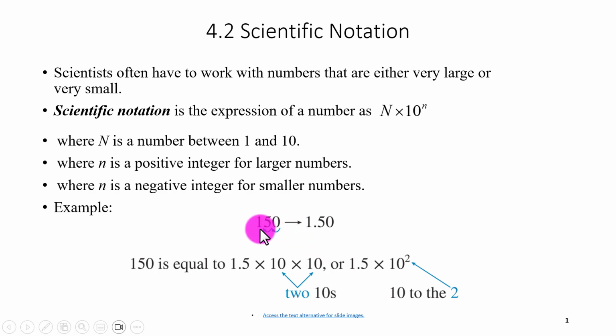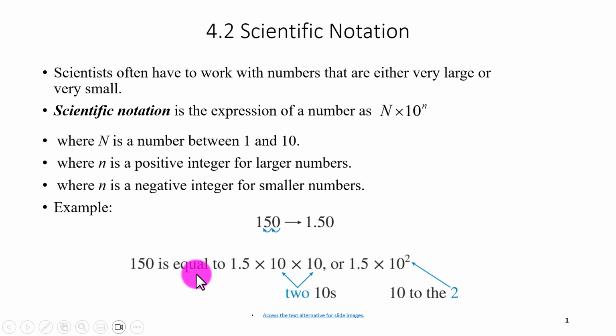Now, because I moved it to the left, I will have a positive n. So this is 1.5 times 10 to some power. How many times did I move that decimal place? Since I moved the decimal point twice, the power of my 10 is going to be 2. If I move it to the left, that means that I have a positive n for the power of 10.